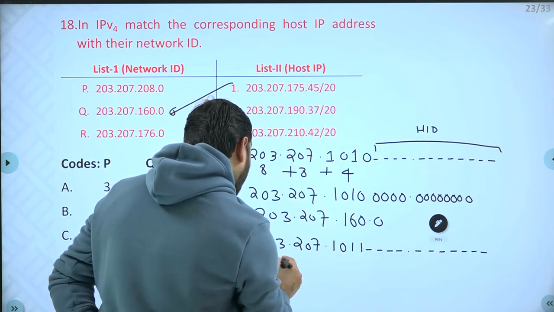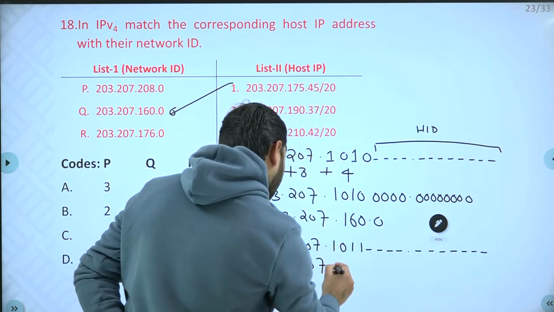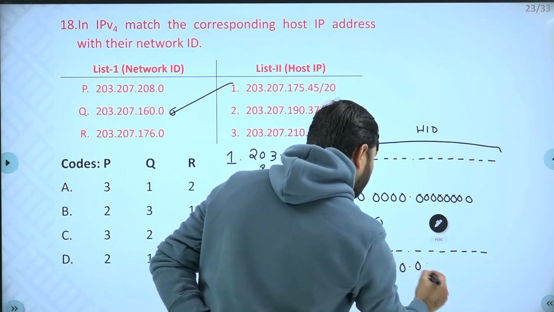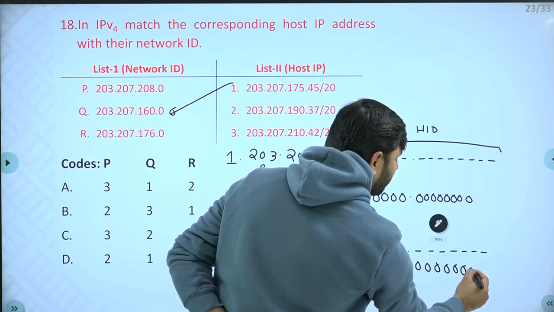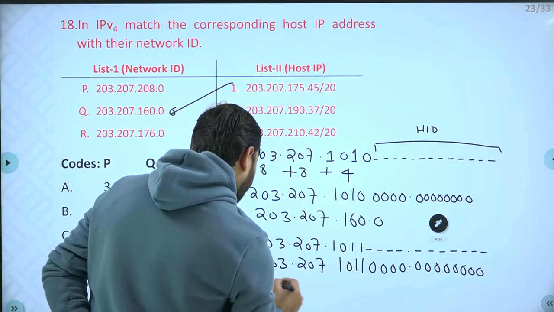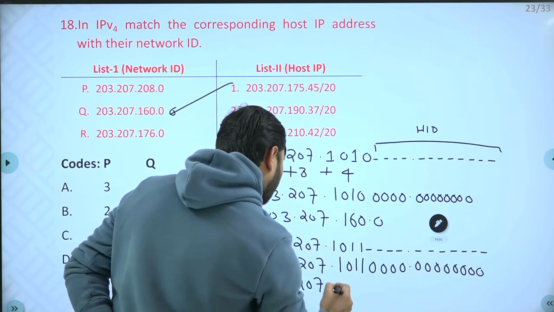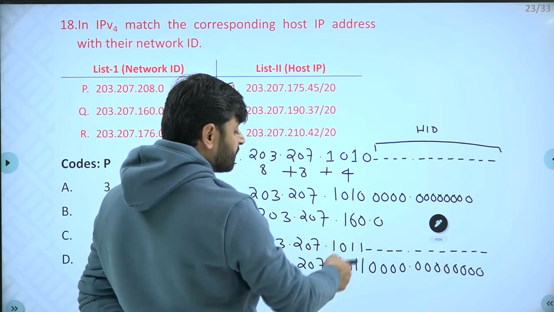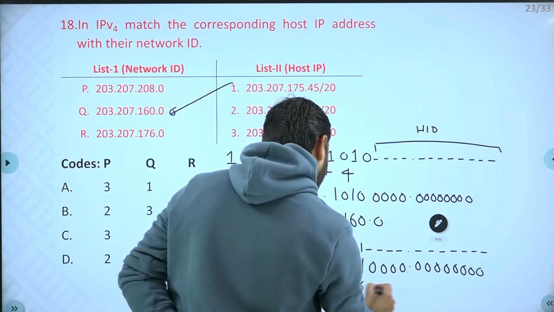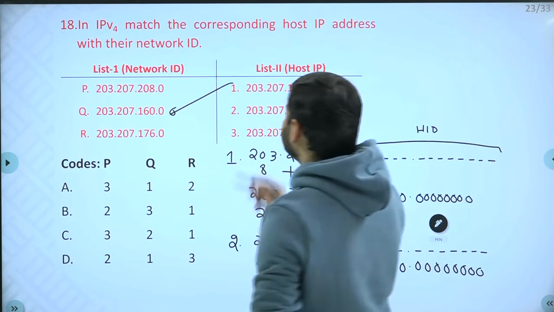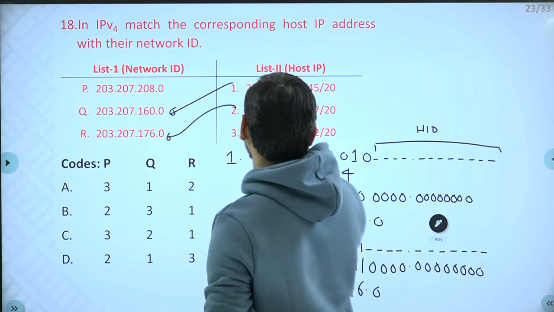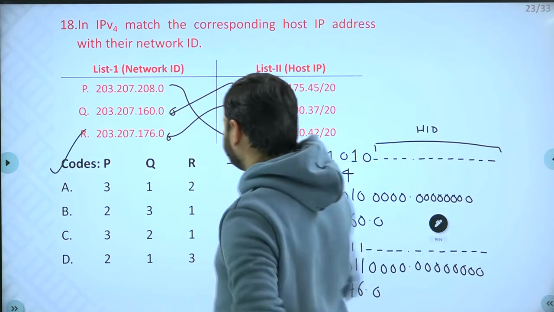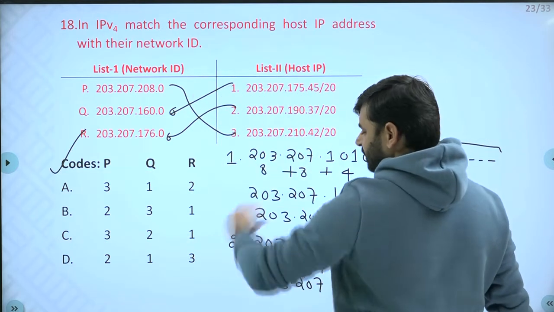What is the network ID? If we put all zeros in the host ID part, it will be 203.207 dot, what is this here? 128 plus 32, 160, plus 16, 176, dot 0. So it will be matched with 176.0. So definitely this will be matched with this one here. So simply you can solve. If you want, you can convert this third one also.